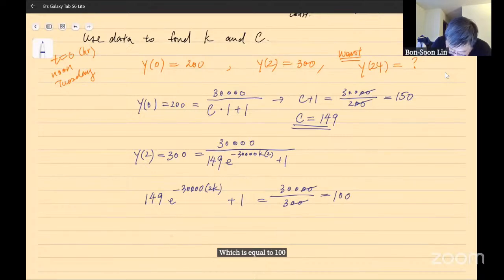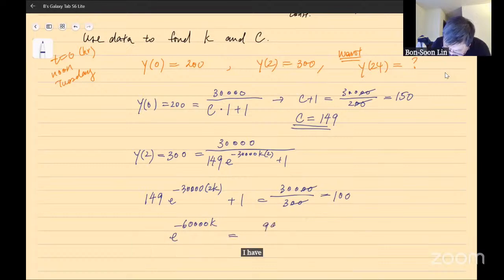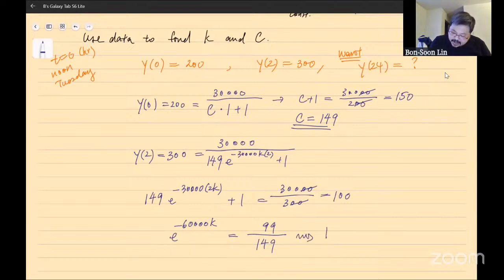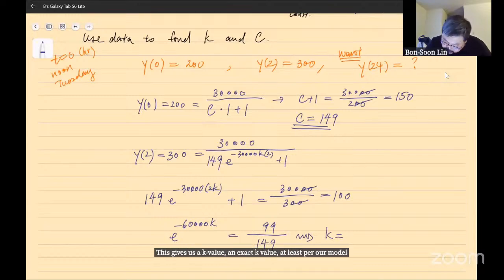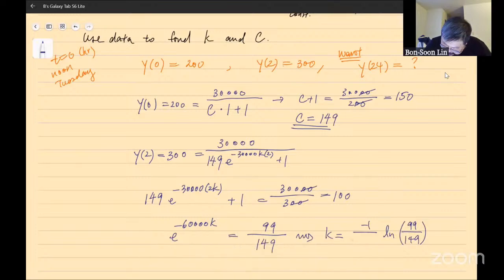So we see that e to the negative 60,000 k, let me just do some math very quickly. I have 100, so that's 99 divided by 149. Again, I'm just doing algebra, nothing sneaky over here. This gives us an exact k-value, at least per our model, of the natural log of 99 over 149, divided by negative 60,000. That's our k-value.